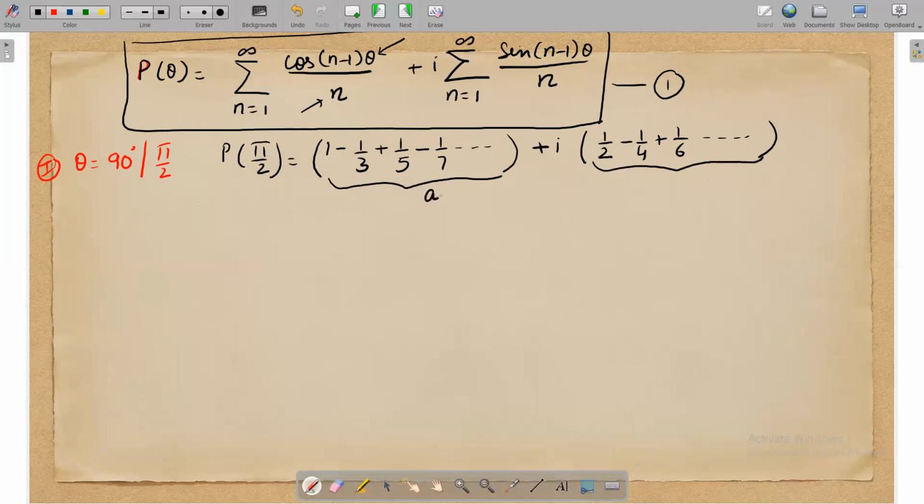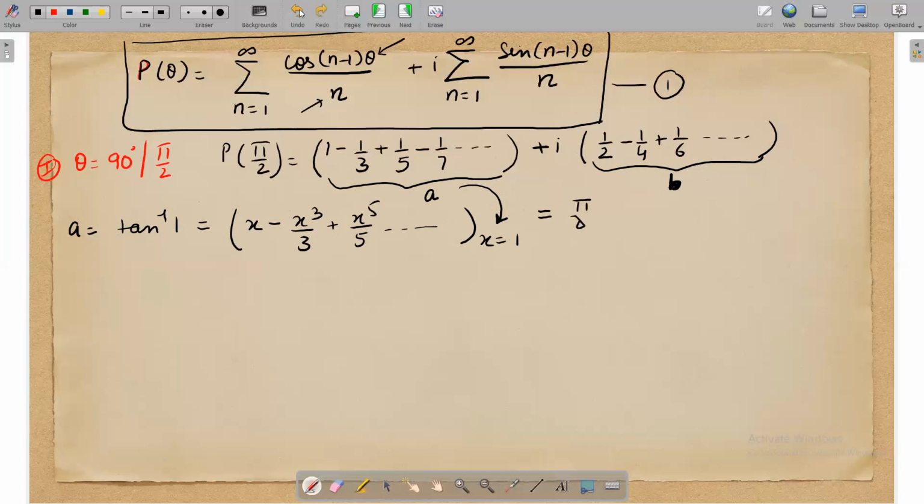For that, I'm assuming this as A and this as B. What is A? What is B? Let's concentrate first on A. I would say that A is tan inverse 1. But how can we say so? We know the series expansion of tan inverse x. It is x minus x cubed by 3 plus x to the power 5 by 5 and so on till infinity. You just keep x equals 1 to get A. And that is why A is nothing but pi by 4. So now I have the value of A as pi by 4.